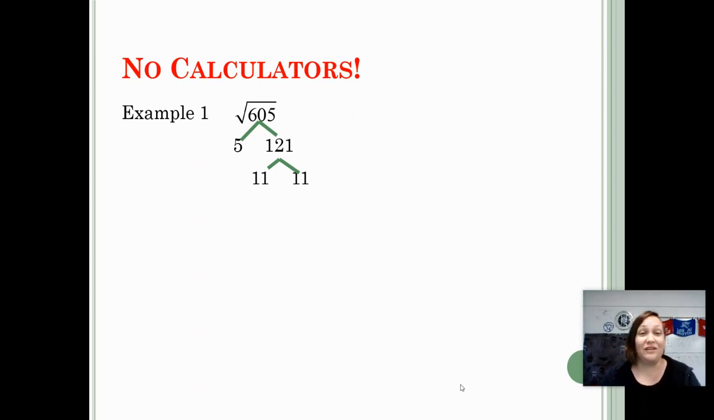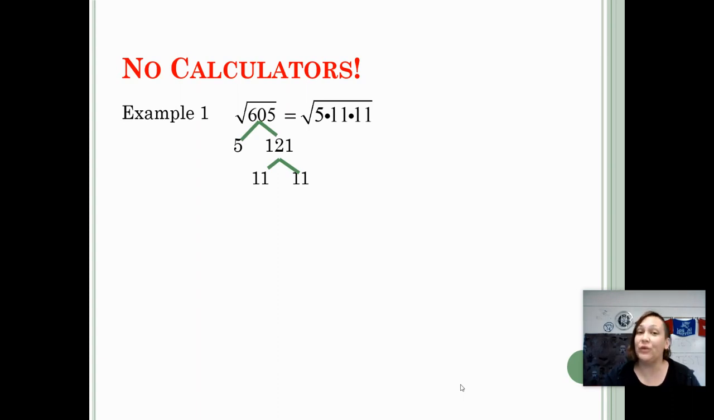When you're done with your factor tree, you're going to take the number at the end of each branch. Nothing in the middle, just the ends. And you're going to put them back into the square root symbol. Now, I like to reorganize them smallest to largest. Sometimes they don't come out that way in my factor tree, but when I put them back in, I like to put the smallest number first and then gradually work my way to the biggest number. So I'm rewriting 605 as 5 times 11 times 11.